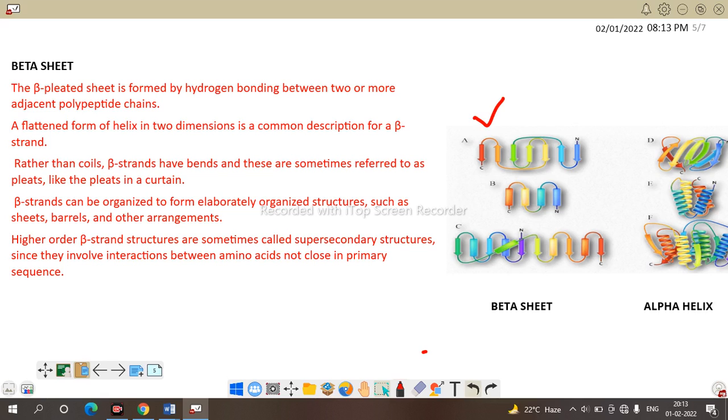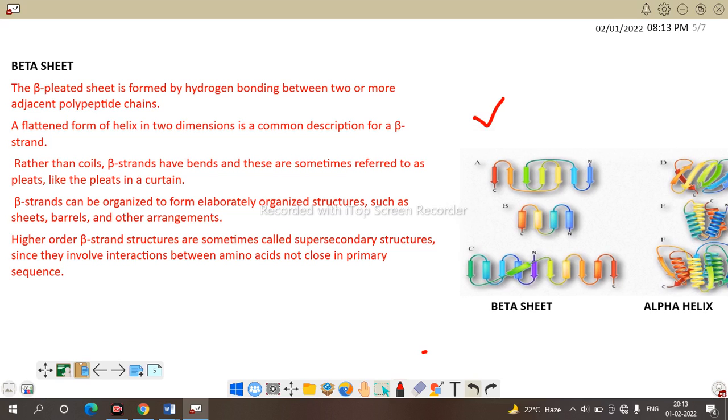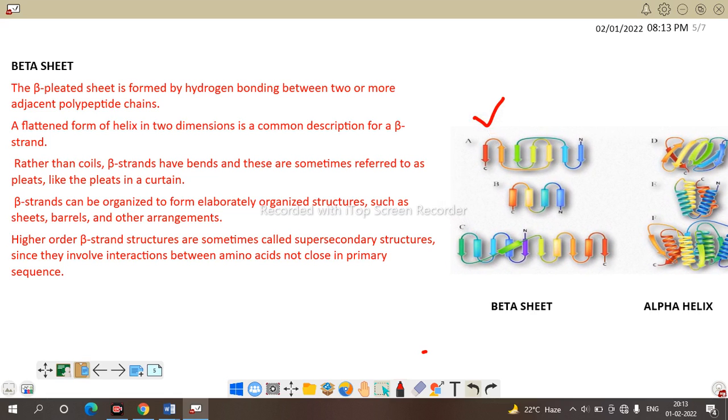Beta strands can be organized to form elaborately organized structures such as sheets, barrels, and other arrangements. These are the barrel shapes. Here, this is the barrel. C indicates the C terminus and N is the N terminus in this photographic image. Higher-order beta strand structures are sometimes called super secondary structures since they involve an interaction between amino acids not close in the primary sequence, hence it is a super secondary structure.